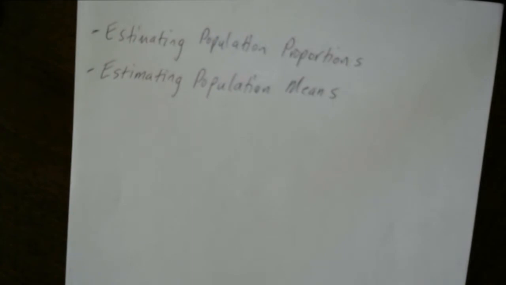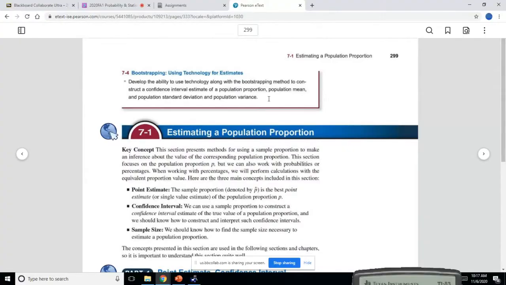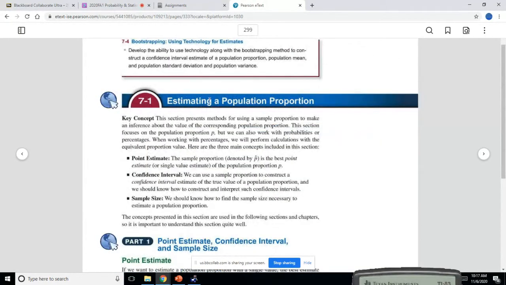In this session, we'll be taking a look at estimating population proportions and estimating population means. We'll first start by taking a look at our textbook. And this is page 299 of the textbook. And we're going to look at estimating a population proportion as well as estimating a population mean. So the processes or the rationale for estimating both of our population estimates are going to be basically the same, except the formulas are going to be a little bit different.